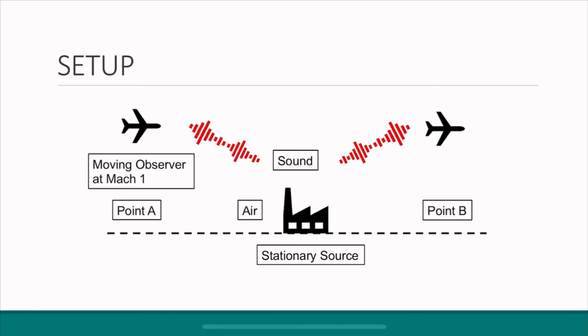The next setup is different. Now the observer is moving, whereas the source is stationary, and the source can be considered as an industry emitting sound waves, whereas the observer, on a plane, is moving at the speed of sound. He's approaching the source and will be receding away from the source. So let's see what happens here.